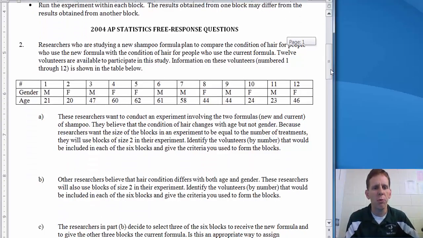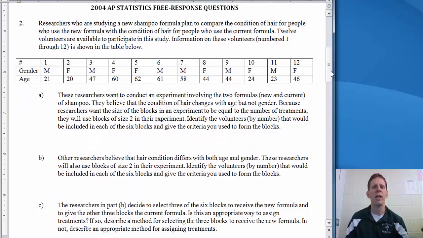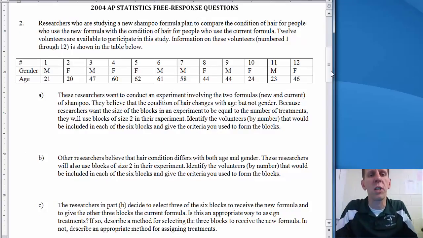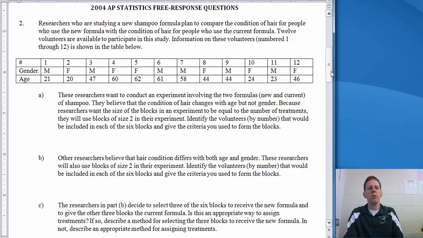Researchers who are studying a new shampoo formula plan to compare the condition of hair for people who use the new formula with the condition of hair for people who use the current formula. 12 volunteers are available to participate in this study. Information on these volunteers, numbered 1 through 12, is shown in the table below.